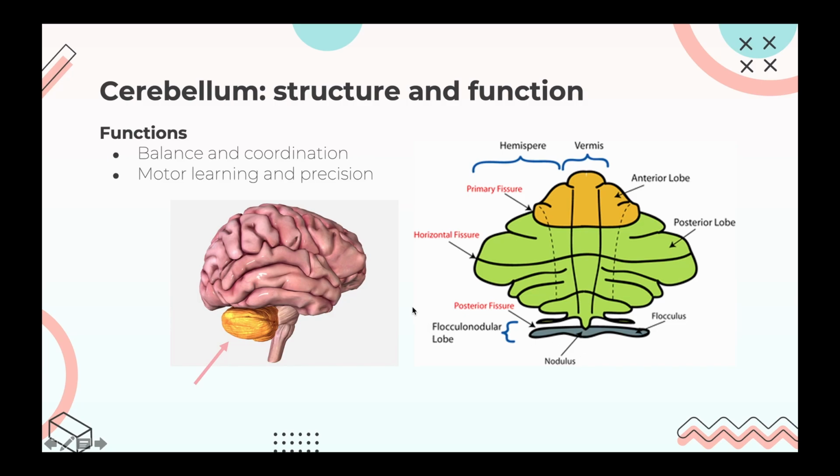Now, it's not important to know exactly how this is structured. What is more important is, of course, its location, but also its function. So the cerebellum is involved mainly in balance and coordination, as well as motor learning and precision.